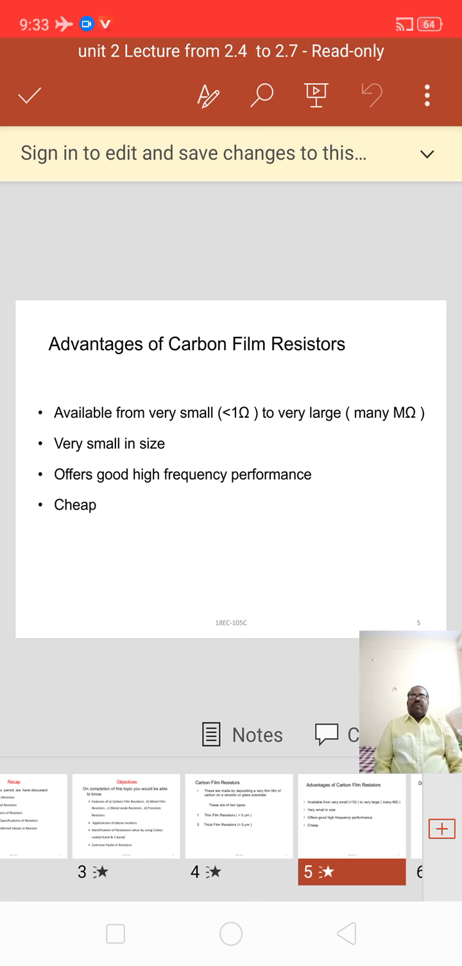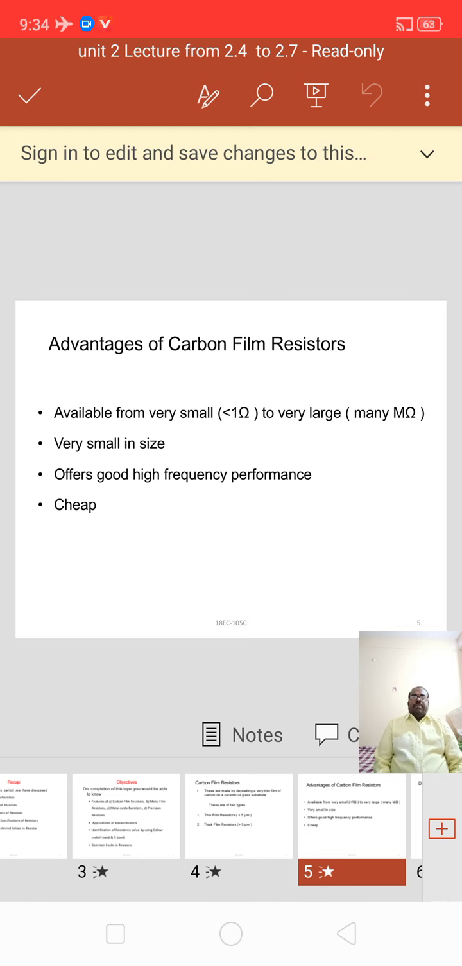These are available from very small, that is less than 1 ohm, to very large, many mega ohms. They are very small in size. They offer good high frequency performance. They are cheap in market. These are the main advantages of carbon film resistors.